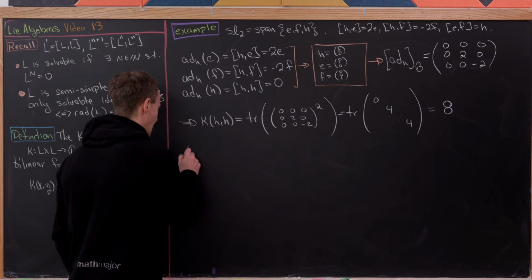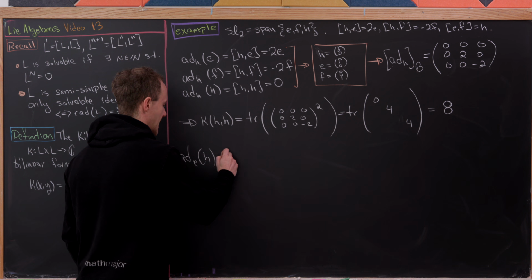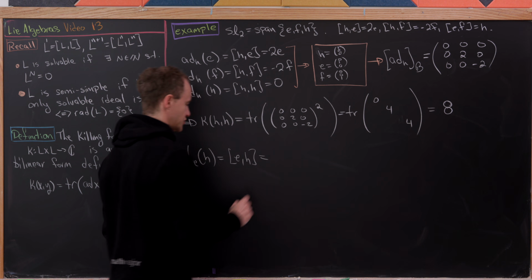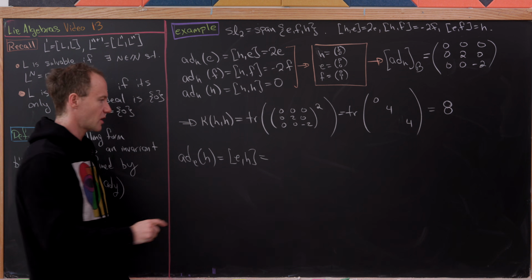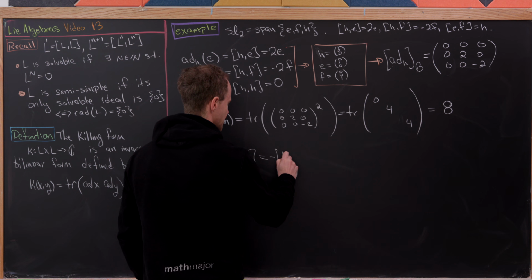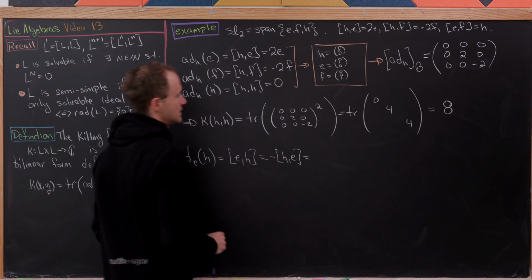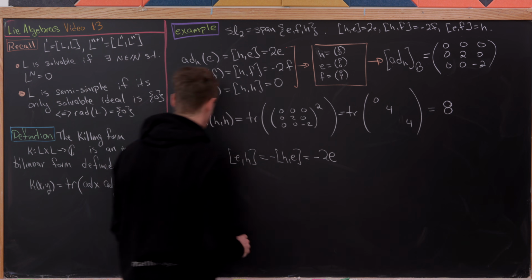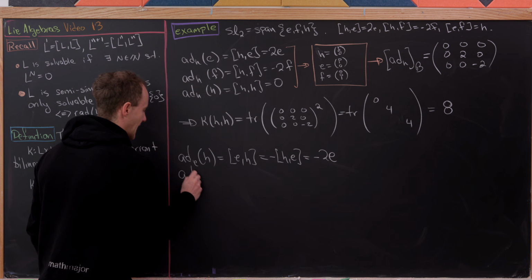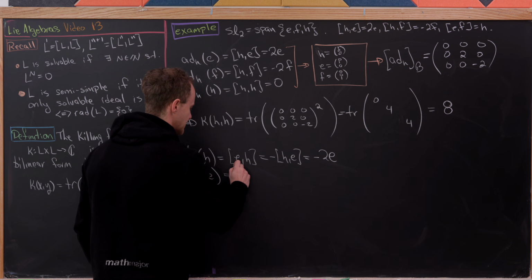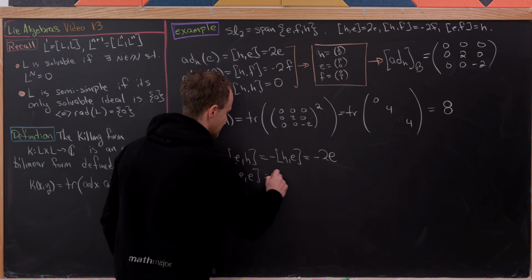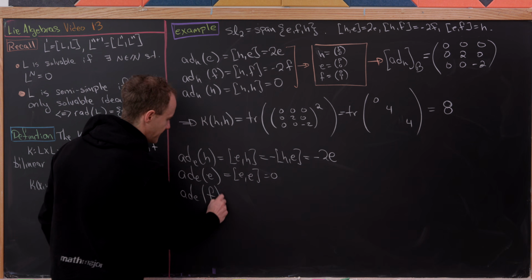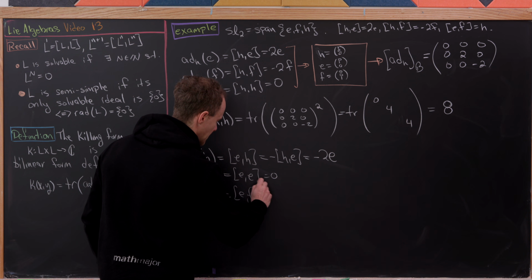So let's look at ad E acting on H and observe that that's going to be the bracket of E with H. But in turn, that's going to be equal to minus the bracket of H with E by skew symmetry or by anti-commutativity, which is minus 2 times E. And then if we look at ad E on E, well, that's going to be the bracket of E with itself, which clearly gives us 0. And then finally, ad E on F is going to give us the bracket of E with F, which is equal to H.